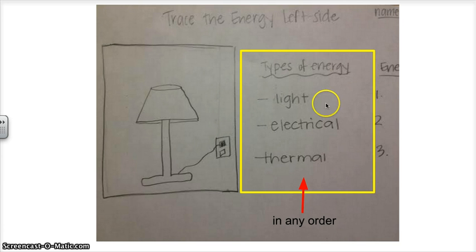If you get to this point and you can only think of 1 or 2 types of energy, you need to change your picture, because you need at least 3. This part of your left side can be in any order. Go ahead and write down the 3 different types of energy your object uses now. Press pause to do this. Press play when you're done.